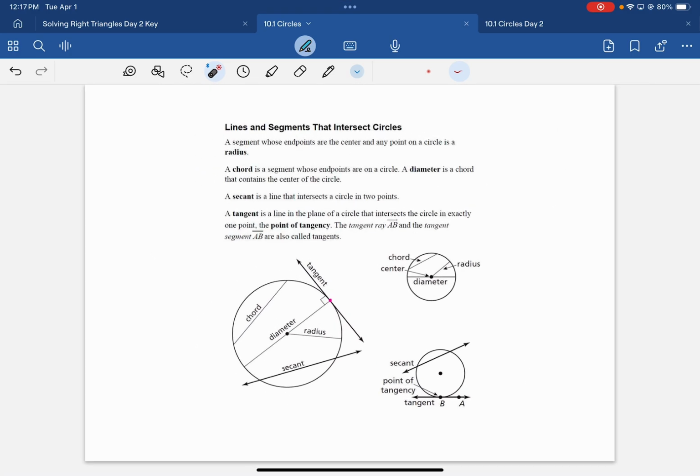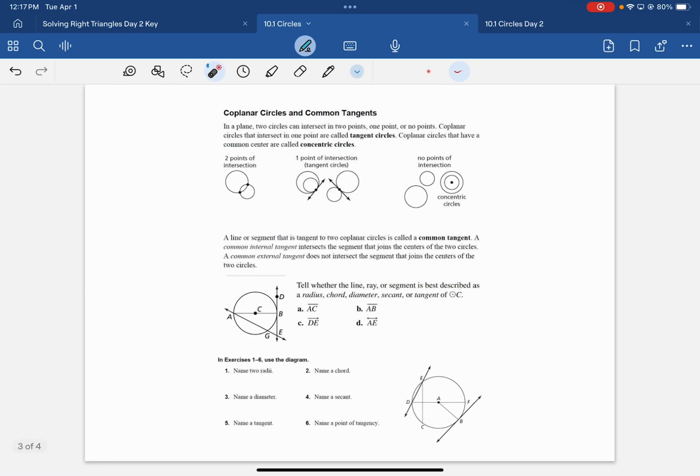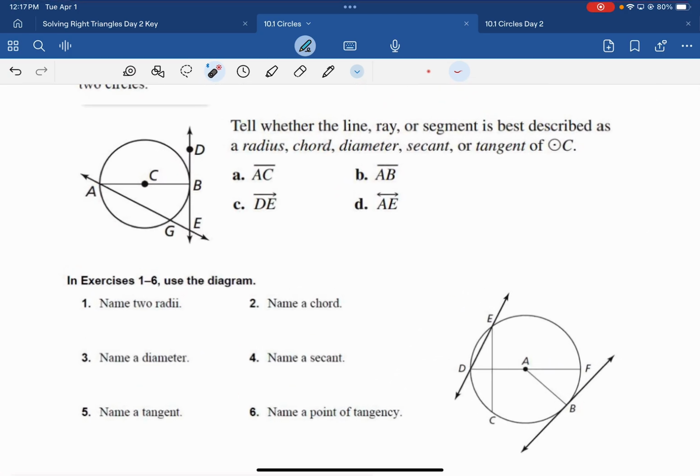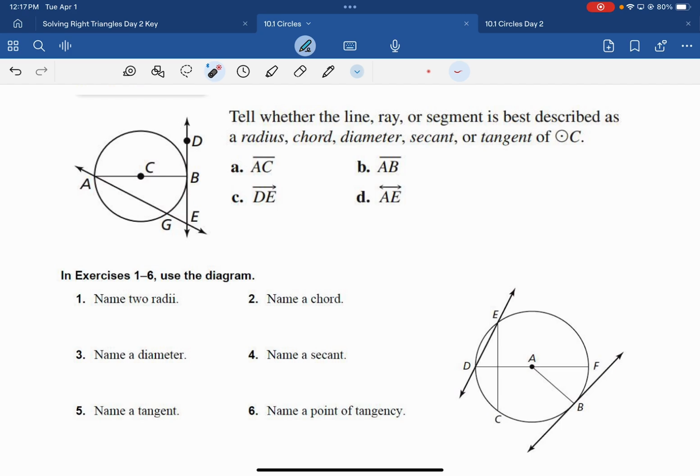All right, so let's do some examples of this. On this page, go to this part here. We're going to go a little bit out of order, because I'm going to explain one part, then do some examples with it, and then move on to the other part and do the examples with it.